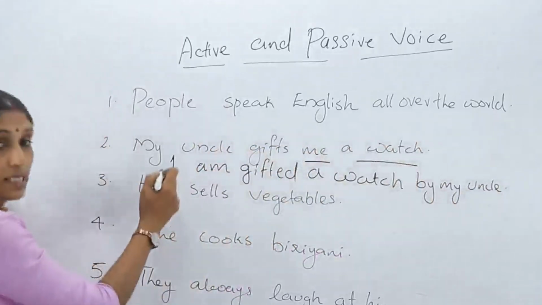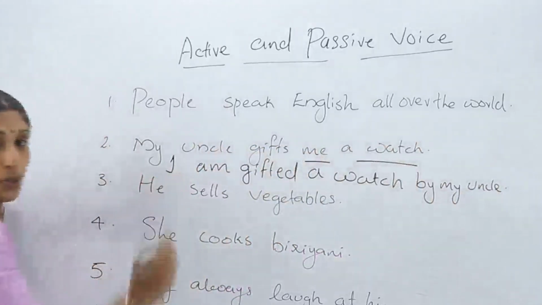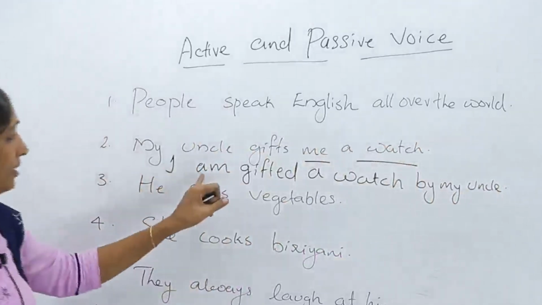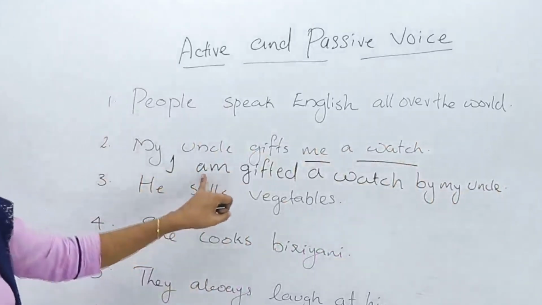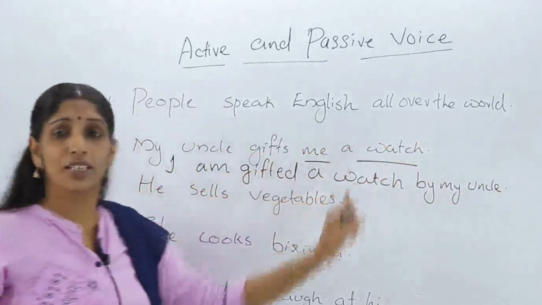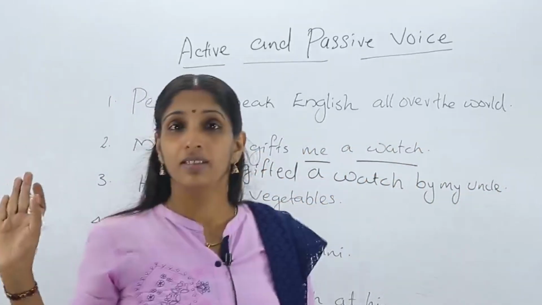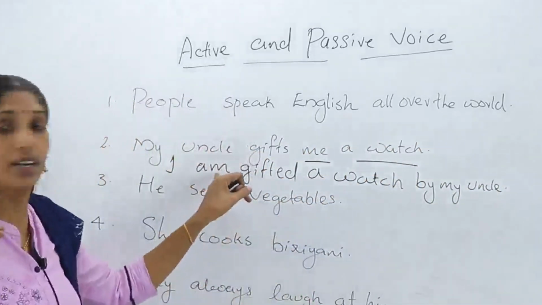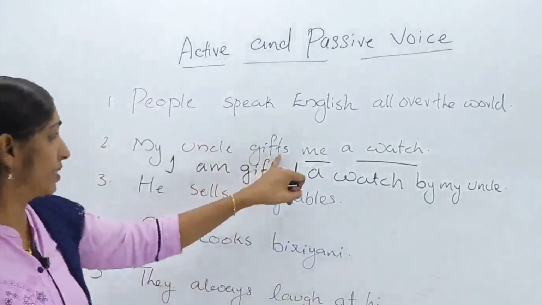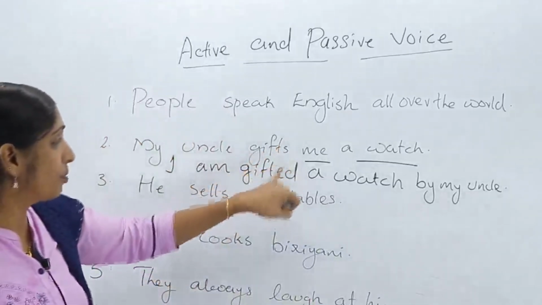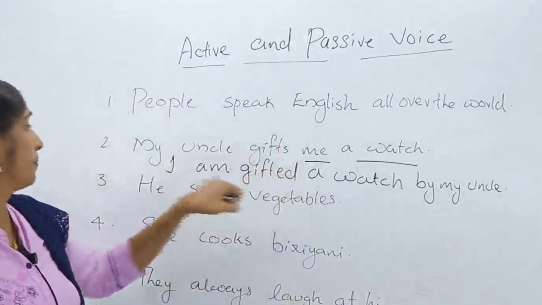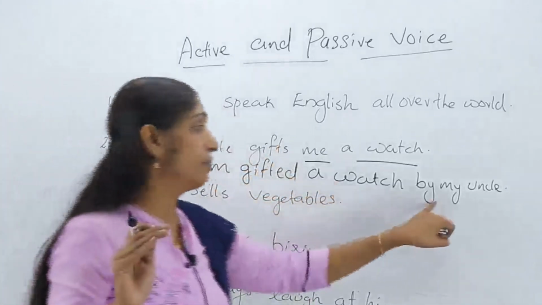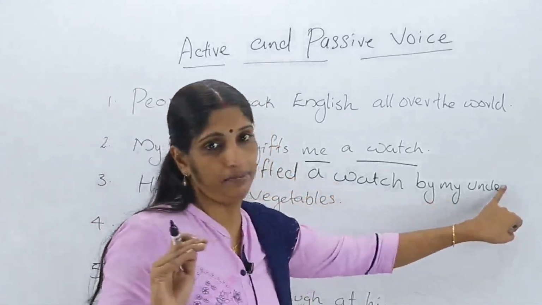So, when it comes in the subject form, we have changed into I. And in simple present tense, we have to use the auxiliary verbs. Which are the auxiliary verbs we have to use? Is, am, are. Okay, so we used here am. Gives, that is the V3 form of gift, gifted. I am gifted a watch by my uncle.